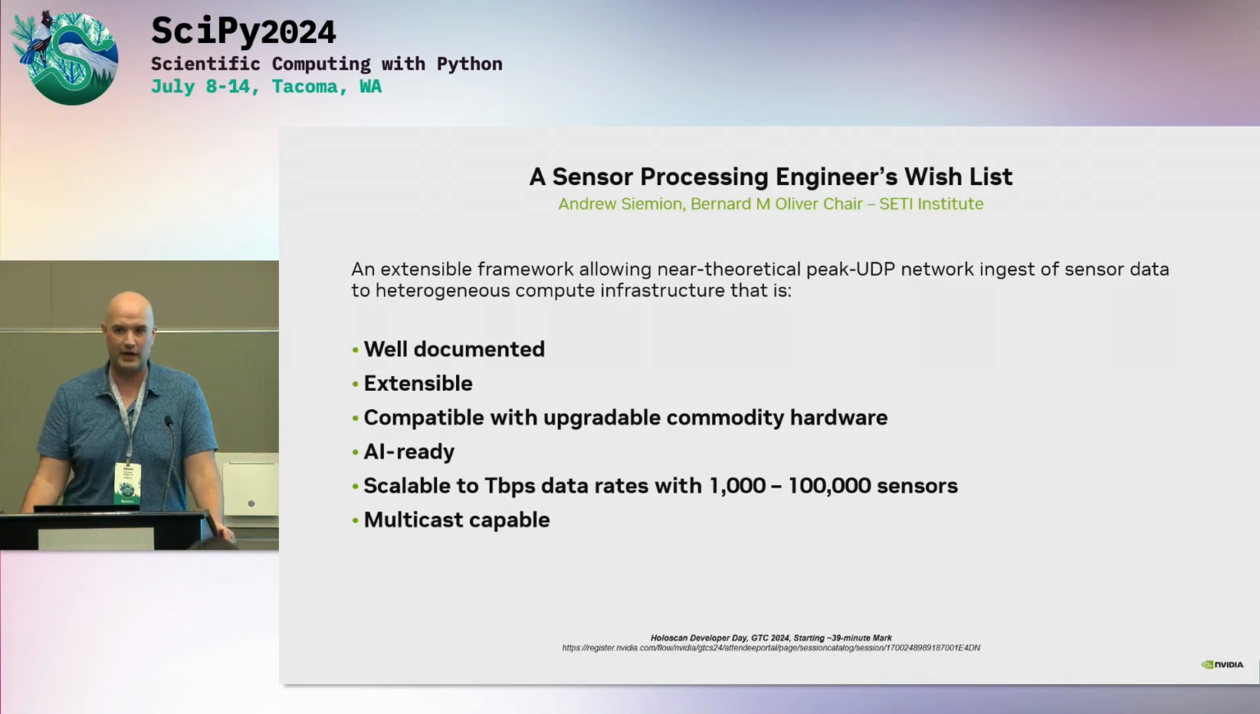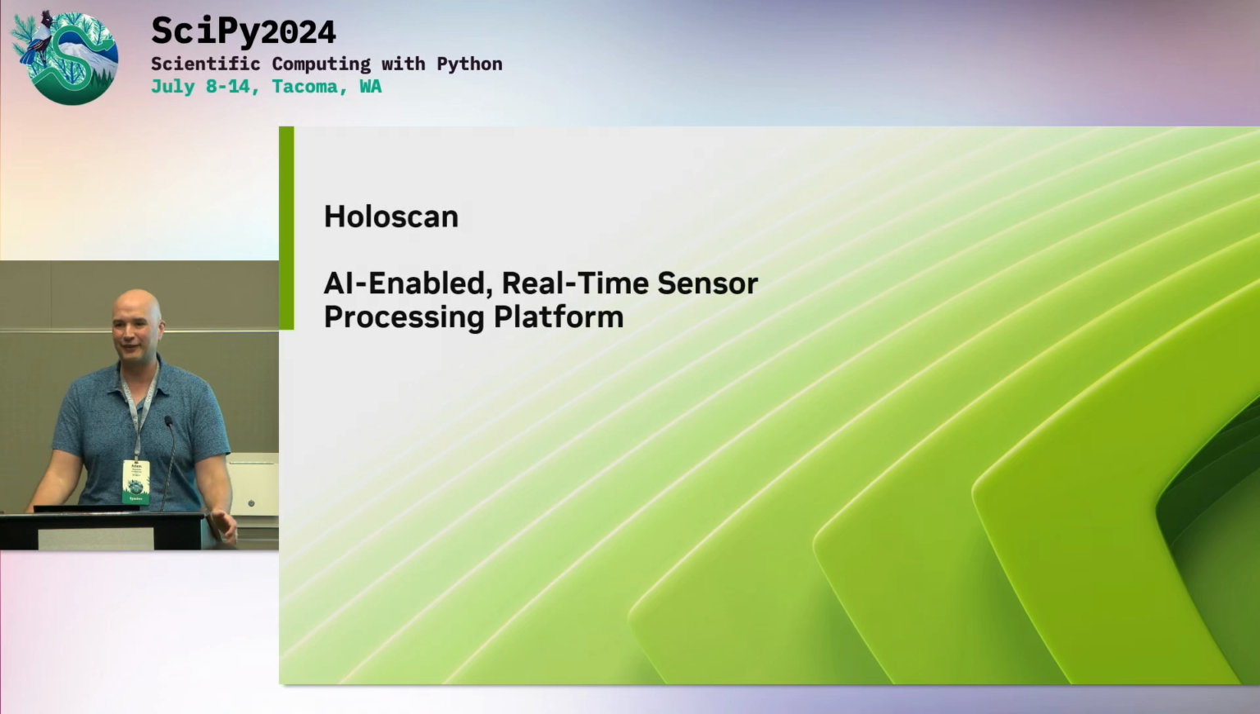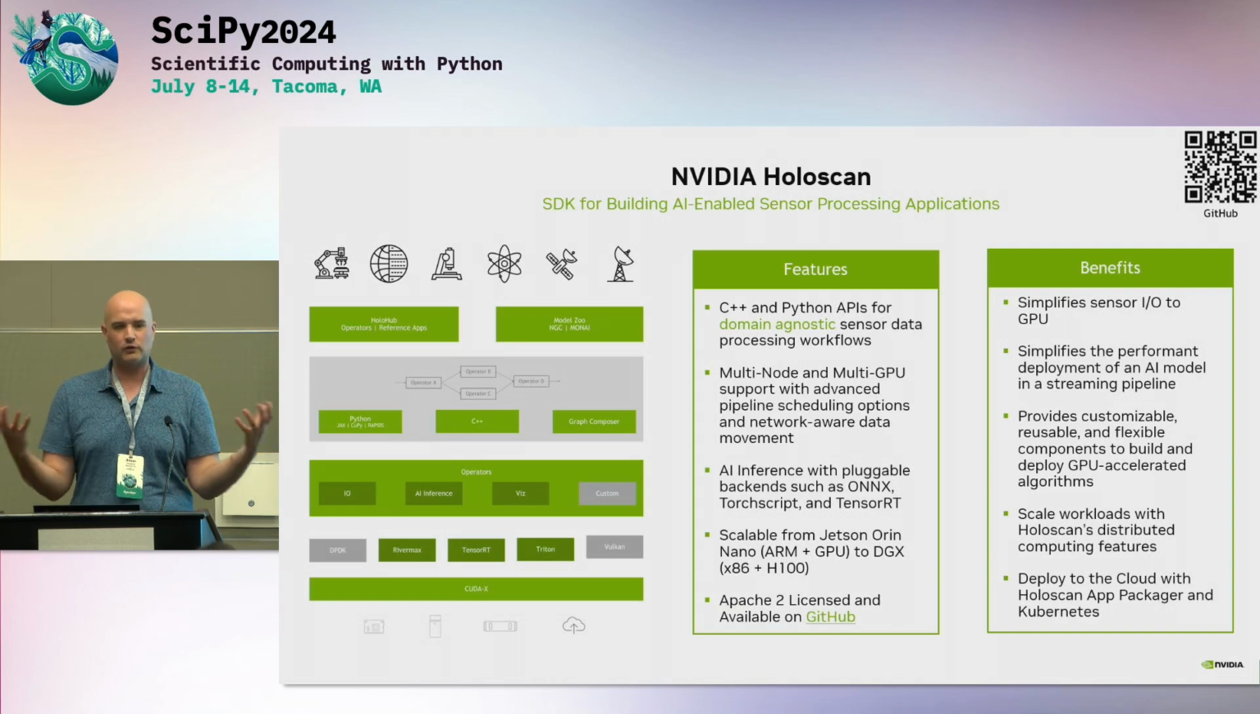The Allen Telescope Array, and we'll get into this in a little bit, has 42 separate receivers that are exploring the heavens, and that's a small radio telescope. And so the answer here is Holoscan. Holoscan is an AI-enabled real-time sensor processing platform. This is what my team and I are building, particularly on the software development kit side. At the end of the day, the focus is on data management, and the focus is on developer productivity.